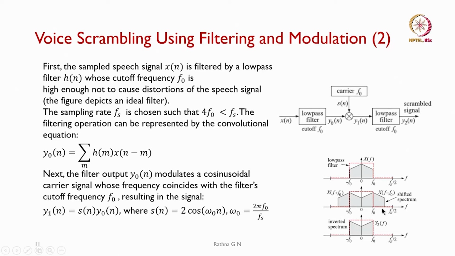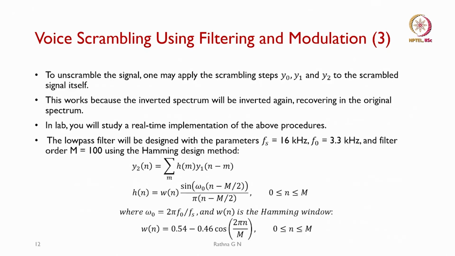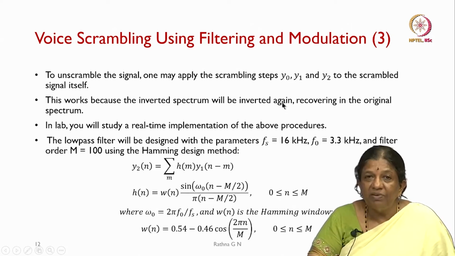So, this is what you have to say: your fs is greater than 4 times the frequency component, basically the filter cutoff frequency f naught of the filter, which one has to assume. Okay. Continuing with how it is going to be represented, that is, unscramble the signal. One may apply the scrambling steps y0, y1, y2 to the scrambled signal itself. This works because the inverted spectrum will be inverted again, recovering the original spectrum.